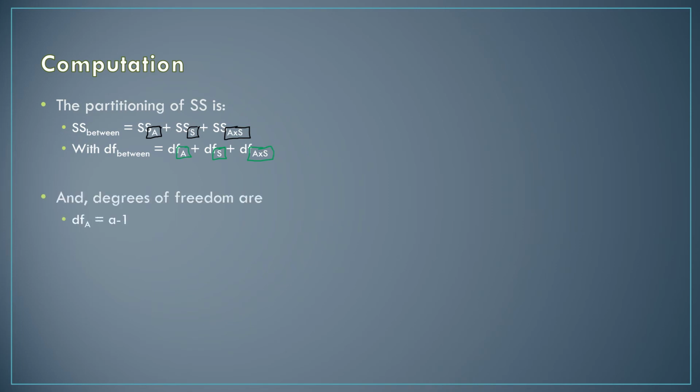And so then when you start looking at the degrees of freedom, the degrees of freedom for A are really about the number of levels you have in your independent variable minus 1. Your degrees of freedom for your subjects is the number of subjects you have overall minus 1, and then the interaction between the two, just multiply these two degrees of freedom together.